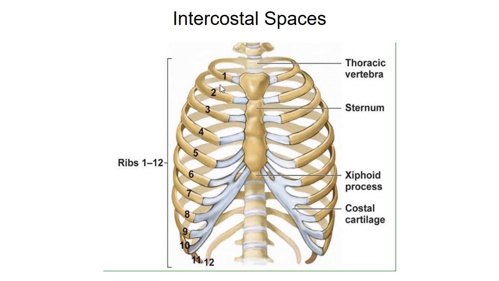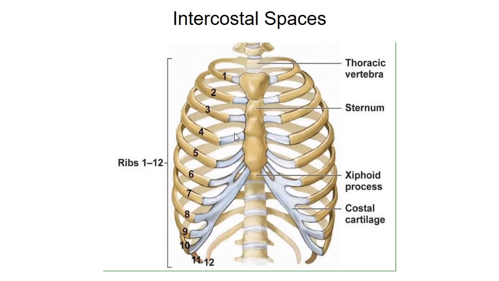The spaces are named according to the rib forming the superior border of the space. For example, the 4th intercostal space lies between the 4th and 5th rib. The spaces are named according to the rib which is forming the superior border. So the space between the 4th and 5th rib will be known as the 4th intercostal space.